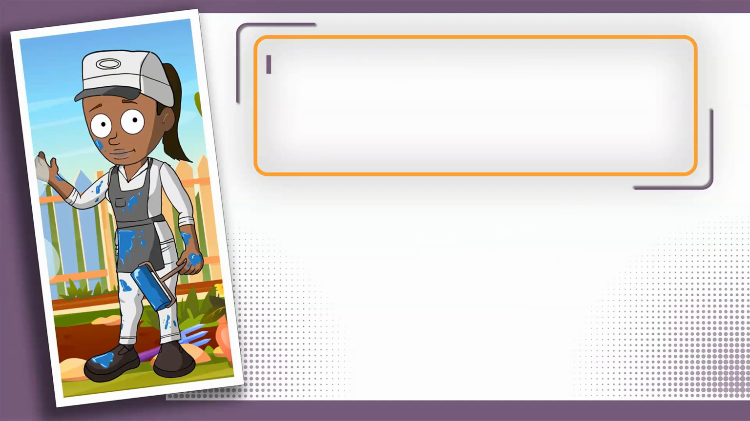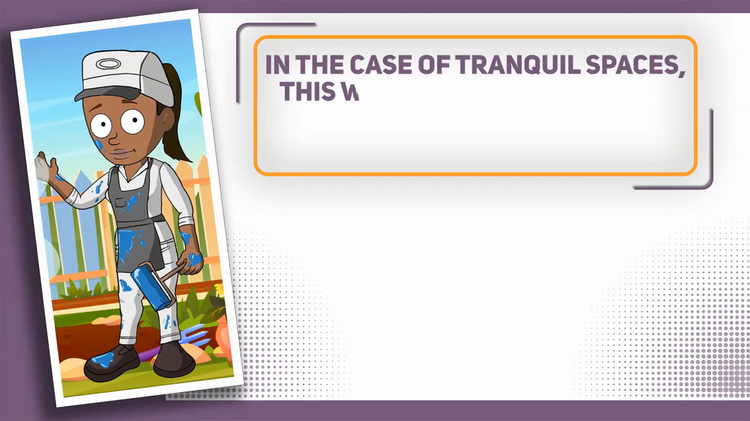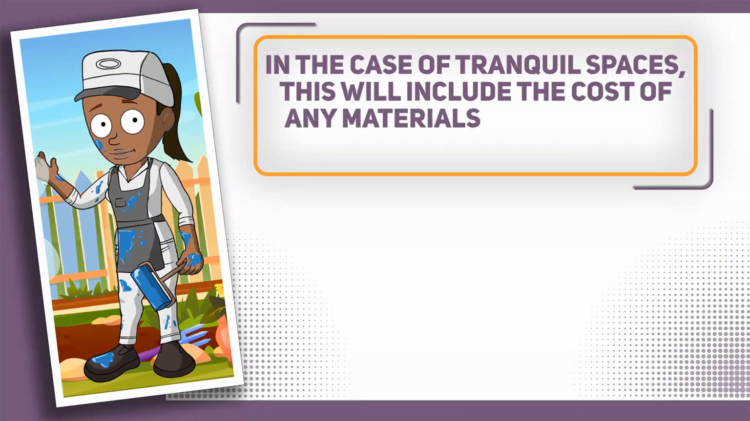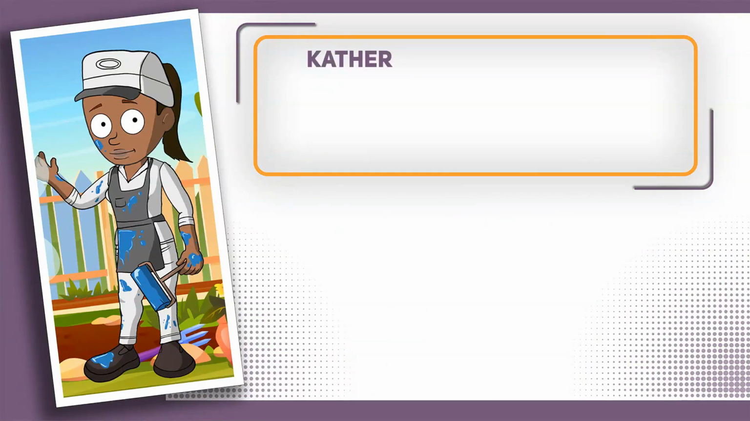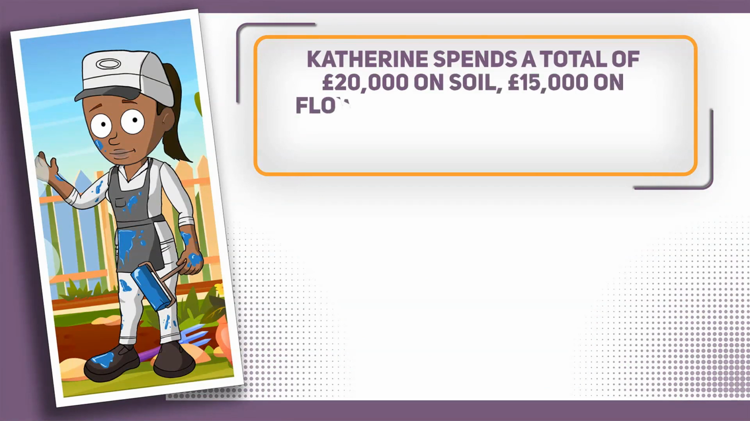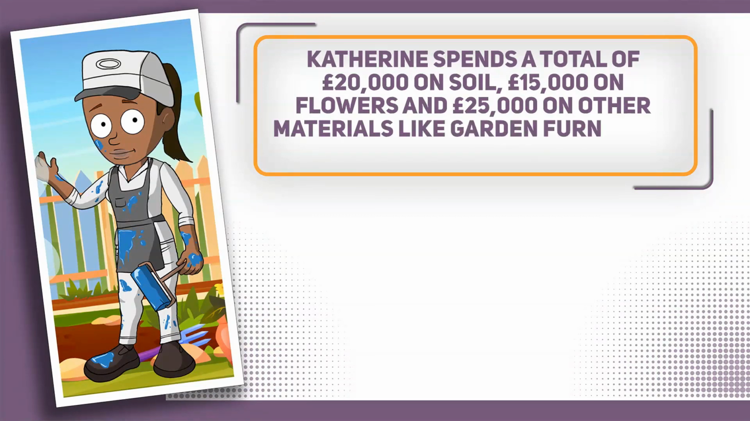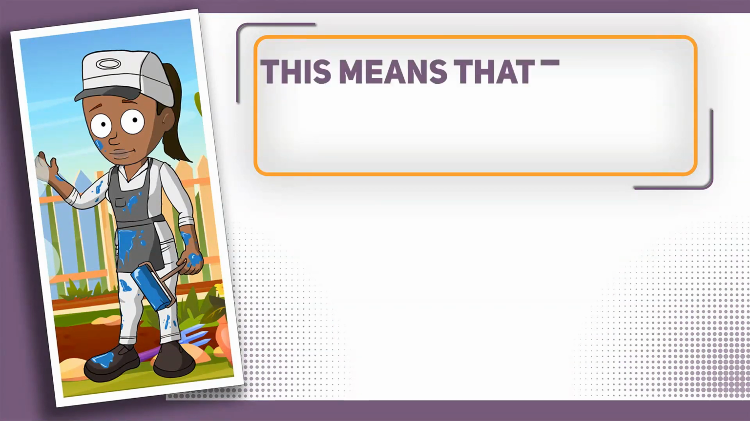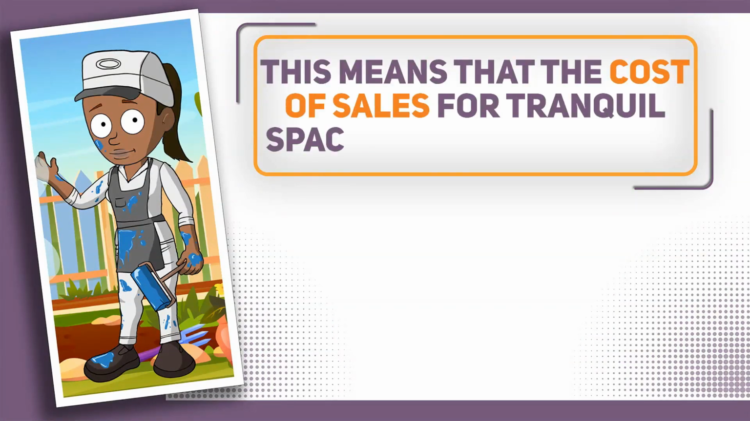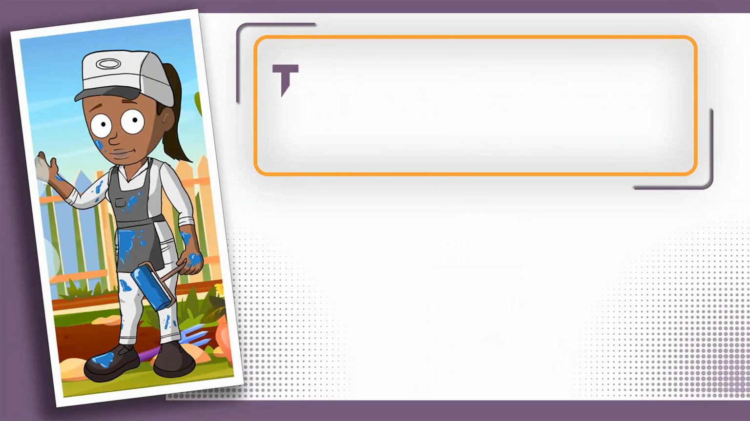Things of this nature. In the case of Tranquil Spaces, her cost of sales will include the cost of any materials used, such as soil, flowers, and trees for planting. Catherine spends a total of £20,000 on soil, £15,000 on flowers, and £25,000 on other materials like garden furniture. And these are all direct costs of sales, things that she had to buy in order to deliver her gardening service. And this means that the cost of sales for Tranquil Spaces is a total of £60,000.